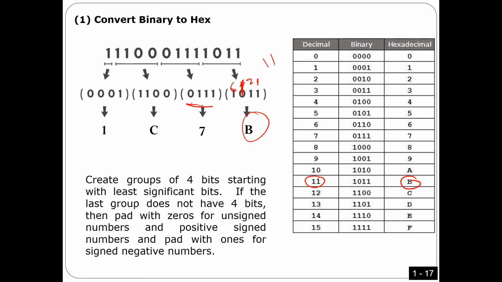Okay, let's look at this one. 1, 2, 4. 1 plus 2 plus 4 is 7. So this one is 7. Okay, that's it. And this one, 1, 2, 4, 8. 4 and 8 is 12. 12 is actually C. Okay, this is number one.